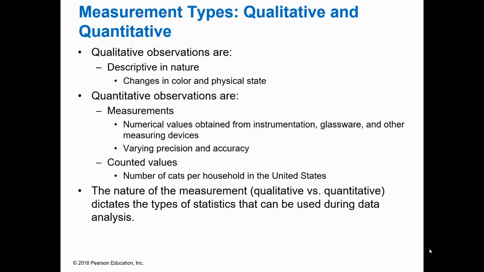So there are qualitative and quantitative measurements, and those qualitative ones are where we describe changes in color or physical states, but we're not taking numbers. A quantitative is that number measurement, and it will have varying precision and accuracy, which we'll talk about in a few slides. And the nature of the measurement is either qualitative or quantitative.